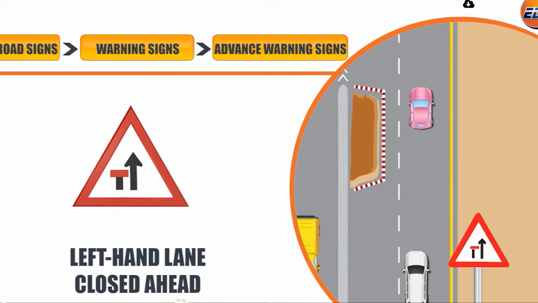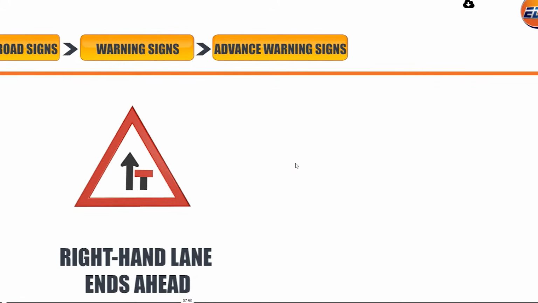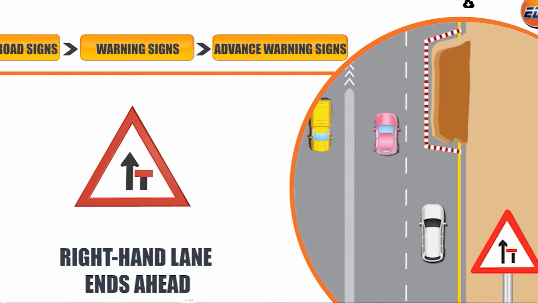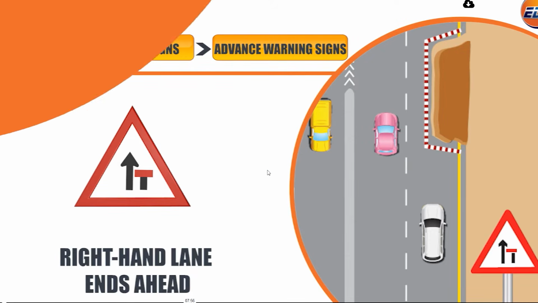Left lane closed ahead. This sign warns that the left lane is closed ahead. If motorists are on the left lane, they should move to the right lane. But if they are already in the right lane, then they should be careful of the vehicles joining their lane from the left. It may be found in temporary situations. If the symbol is reversed on this sign, motorists must take precautions for the right lane closed ahead.